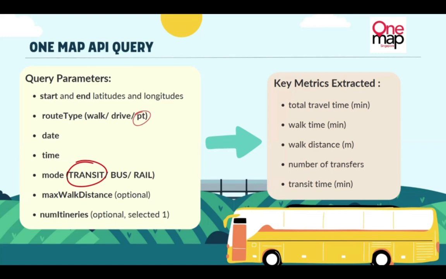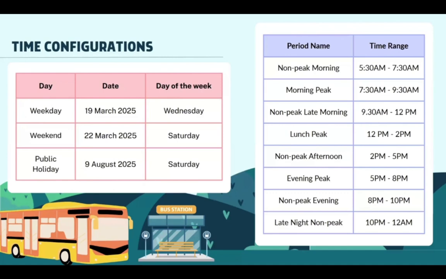We then queried the OneMap API by setting the route type to PT, public transport, and selected mode as transit. From each API response, we extracted these key information: total travel time, walk distance, number of transfers, and transit time. To analyze temporal variations, we performed queries across various time settings shown here. Specifically, we selected Wednesday, March 19 for weekdays, Saturday, March 22nd for weekends, and National Day on August 9 for a public holiday. We also considered a range of times, from morning to evening, to capture both peak and non-peak hours.